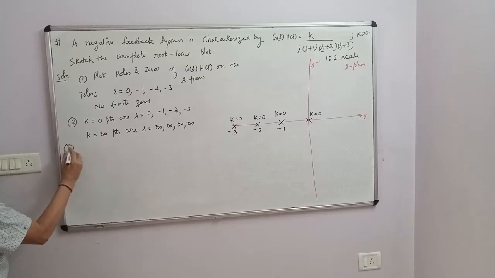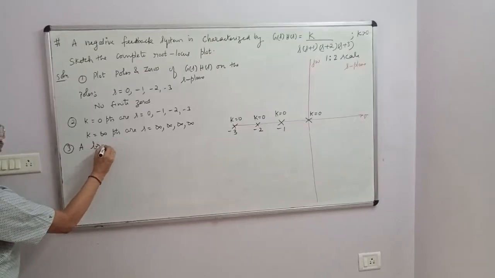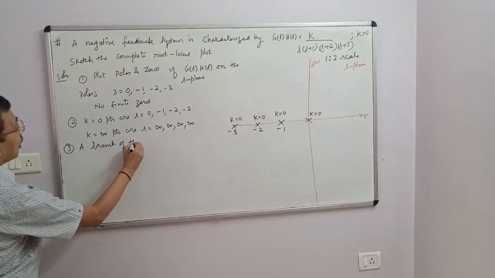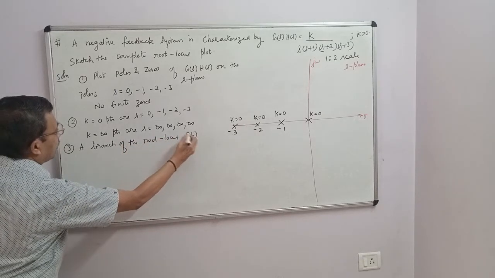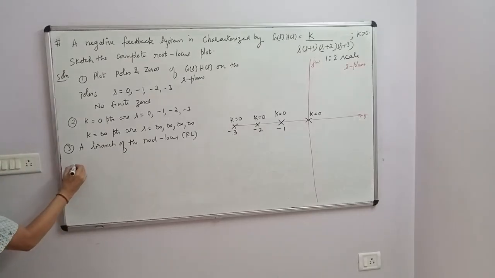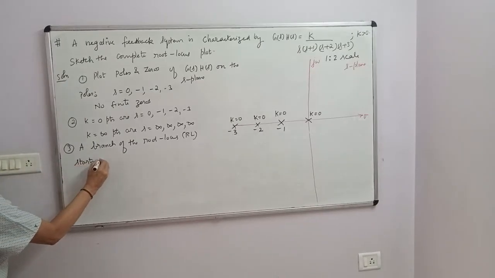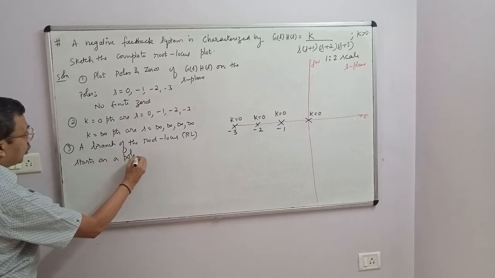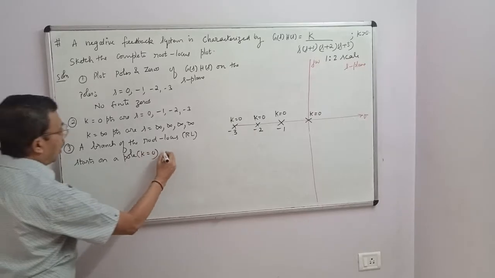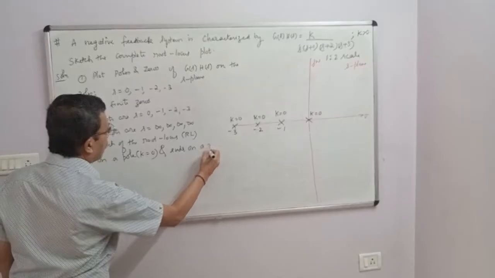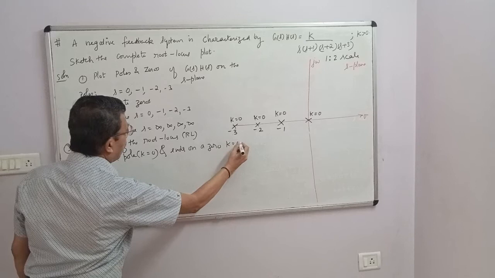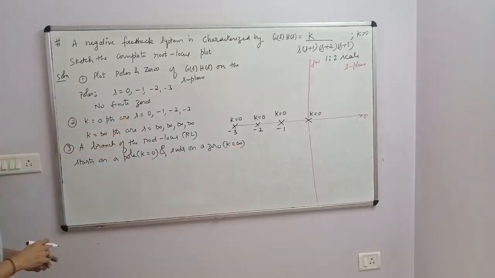Next step, a branch of the root locus, short form for root locus is RL. A branch of the root locus starts on a pole, pole means K equal to 0, and ends on a zero, zero means K equal to infinity.